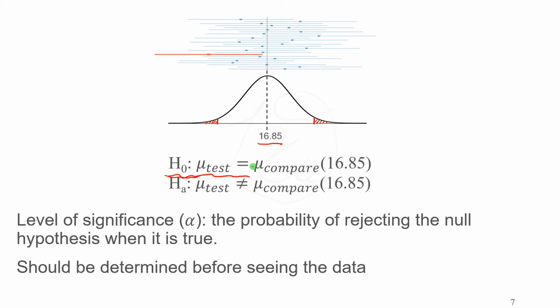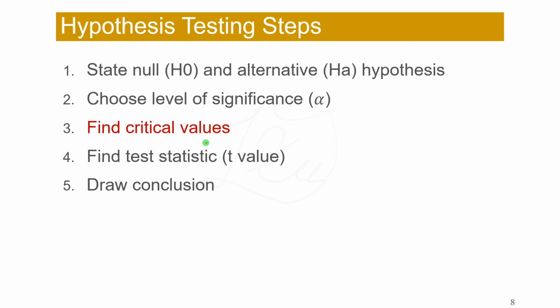The value of 5% is called the level of significance. It is represented by the letter alpha, and it is the probability of rejecting the null hypothesis when it is true. So 5% is a commonly used level of significance, but other values can also be used. For example, if the significance level is chosen to be 1%, then we will have an even lower chance of incorrectly rejecting the null hypothesis when it is true. Because the choice of significance level may change our conclusion, it should be determined before we see the data to avoid biased judgments.